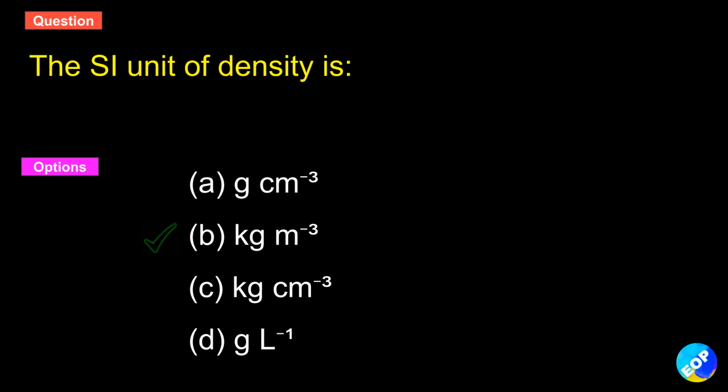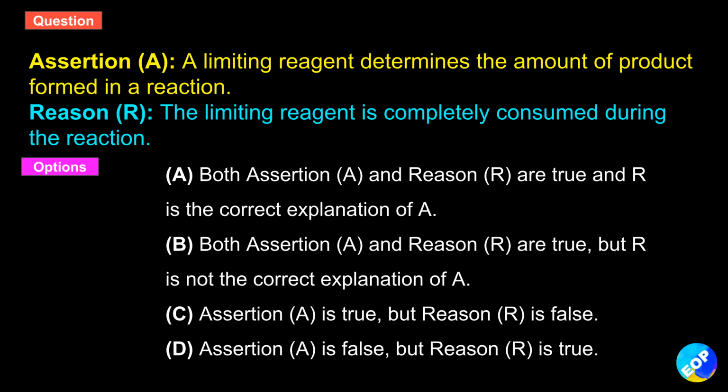The SI unit of density is kilogram per meter cube. A says a limiting reagent determines the amount of product formed in a reaction. R says the limiting reagent is completely consumed during the reaction. Answer A. Both A and R are true. R is the correct explanation.